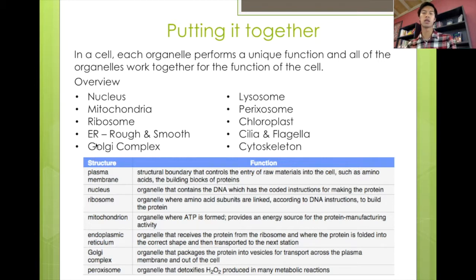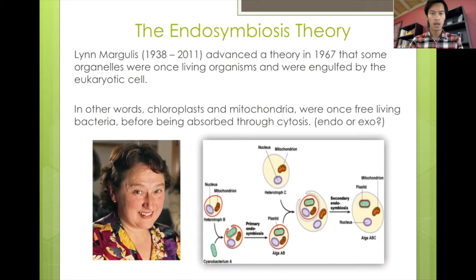You can say the same thing about when the cell needs to divide. It needs to use the nucleus, the cytoskeleton, and all these other organelles. If the cell needs to do some sort of digestion, it will need to use the lysosomes or the smooth ER and things like that. So each organelle works together with other organelles to perform a unique function within the cell, okay? All right, we're going to end with the endosymbiosis theory.